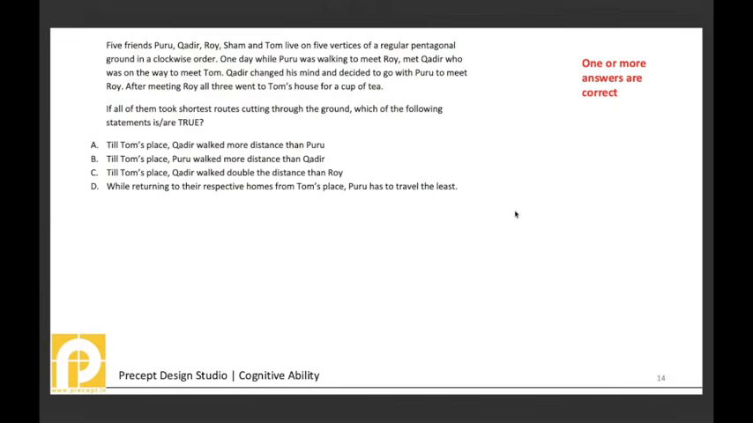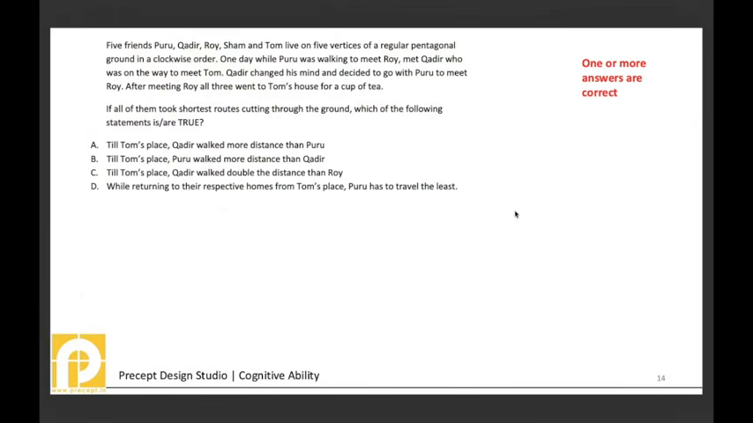Five friends, Puru, Kadir, Roy, Sham, and Tom, live on the five vertices of a regular pentagonal ground in a clockwise order. The order is the same: Puru, Kadir, Roy, Sham, and Tom. One day, while Puru was walking to meet Roy, he met Kadir, who was on the way to meet Tom. Kadir changed his mind and decided to go with Puru to meet Roy. After meeting Roy, all three went to Tom's house for a cup of tea.